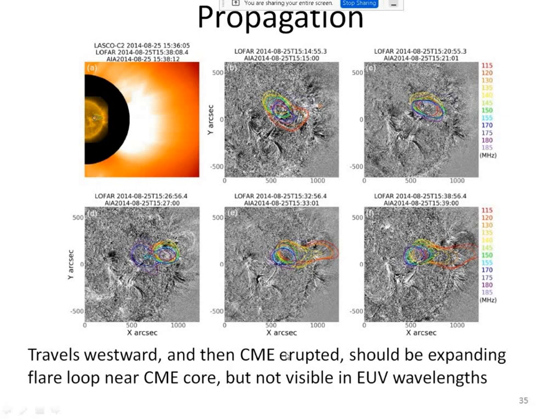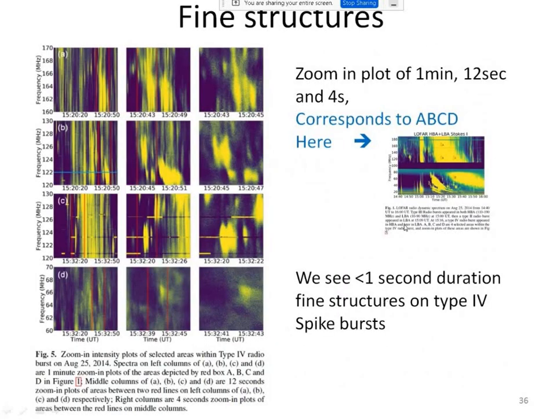Also, the CME erupted later. It should be generated at the expanding flare loop during the CME near the CME core, but the loop is actually not very visible in EUV wavelengths. And here are the fine structures. We actually also studied the fine structures. We did a zoom-in plot of 1 minute for 12 seconds and 4 seconds.